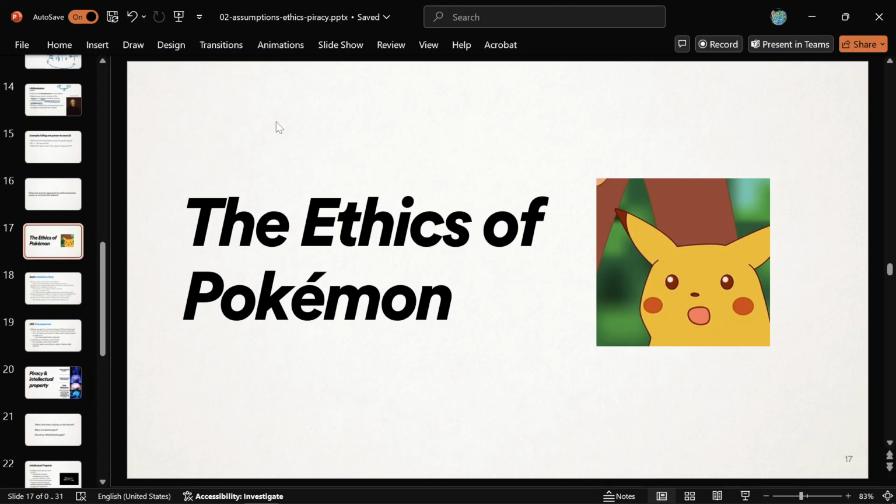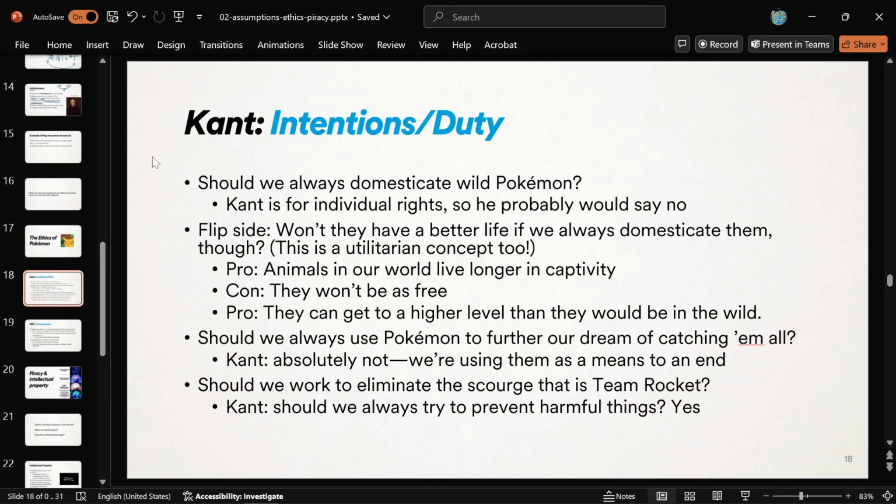That's interesting. And then there's the dream of the main character in the anime to become the master of the Pokemon world and beat every other Pokemon trainer. So that's Pokemon in a nutshell. Hopefully you've heard of it. But let's think about the Pokemon world using Kantianism and utilitarianism. These are just silly examples, all right?